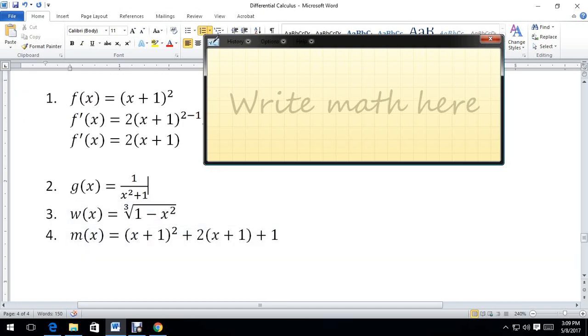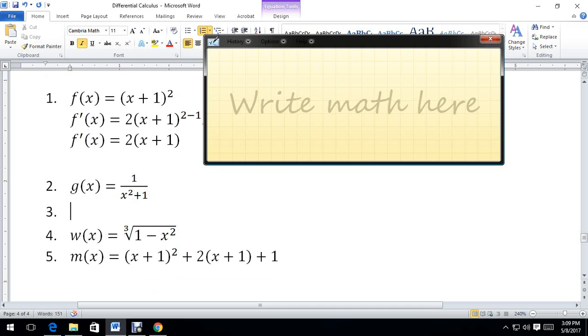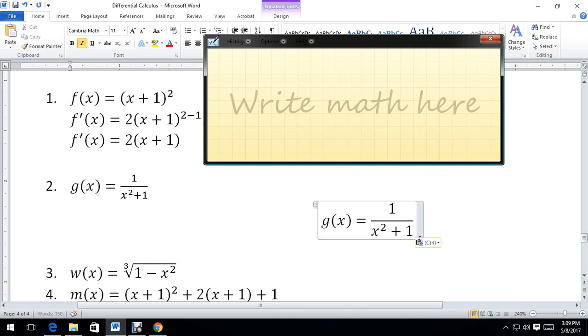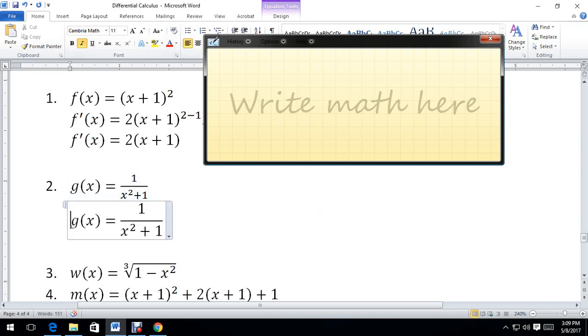Now as for example number 2, we have g of x is equal to 1 over x squared plus 1. This is in the form of a quotient, so we're going to apply the quotient rule for getting the derivative of g of x, which is g prime of x. Let's try to write this first as g prime of x.